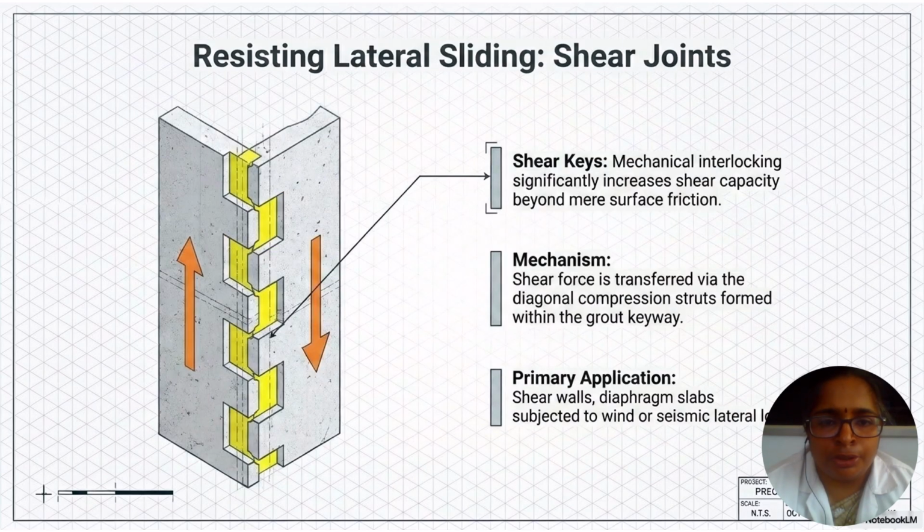The joints which are used for resisting lateral sliding, as discussed earlier, are the shear joints. Shear keys are provided, that is mechanical interlocking, which significantly increases shear capacity beyond mere surface friction. The mechanism involved in this joint is that the force is transferred via diagonal compression struts formed within the grout keyway. The primary application of shear joint is in shear walls and diaphragm slabs, when subjected to wind or seismic lateral loads.